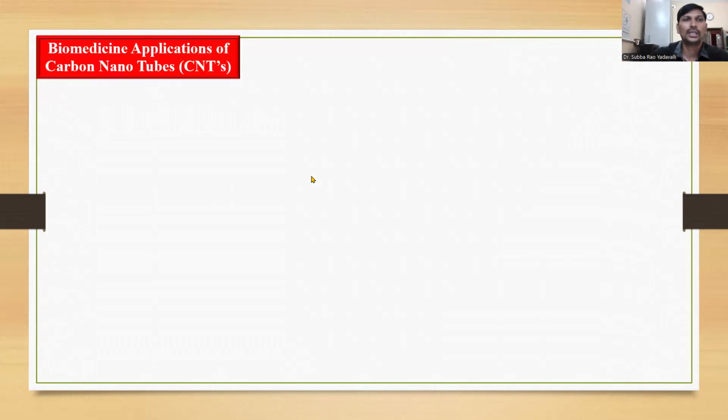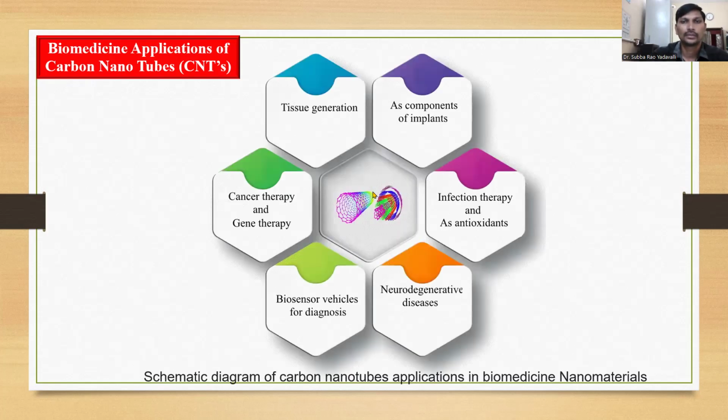Now coming to the biomedicine applications of carbon nanotubes. How are these carbon nanotubes used in medicine? First one is tissue generation. Carbon nanotubes are used for tissue generation and as components of implants. In all types of implants we are using carbon nanomaterials. And next one, infection therapy and use as antioxidants. These have antioxidant properties, that's why we use them as antioxidants.